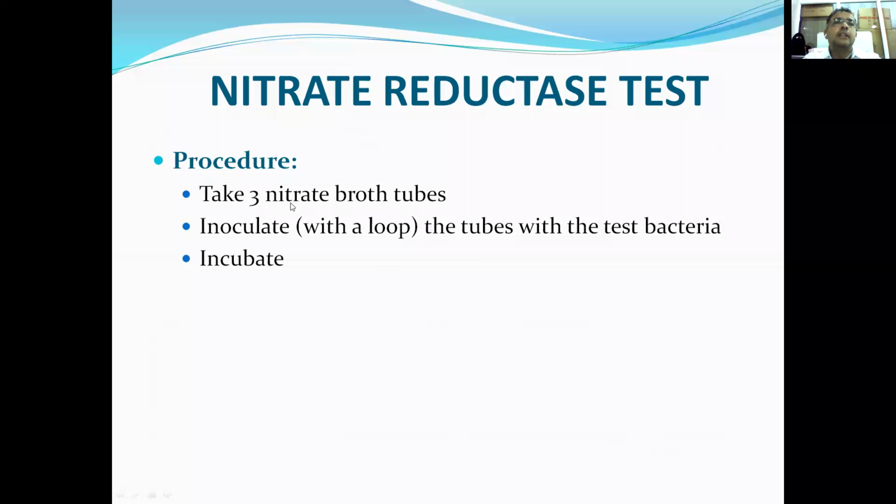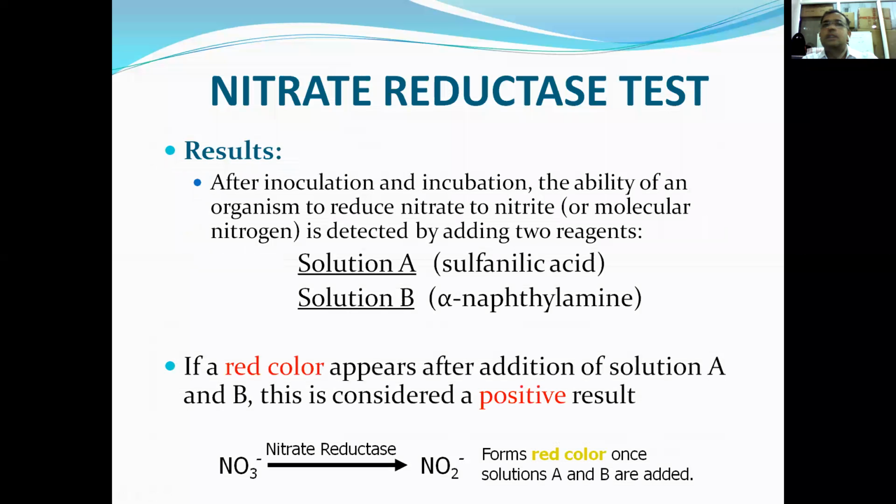We have to take the nitrate broth tubes, and the number of tubes depends on your number of samples. You have to inoculate your test bacteria along with positive, negative and uninoculated controls. Go for incubation overnight, and on the next day you have to perform this test. On the next day you have to add solution A. Solution A generally contains sulfanilic acid, and that is followed by the addition of solution B to that broth.